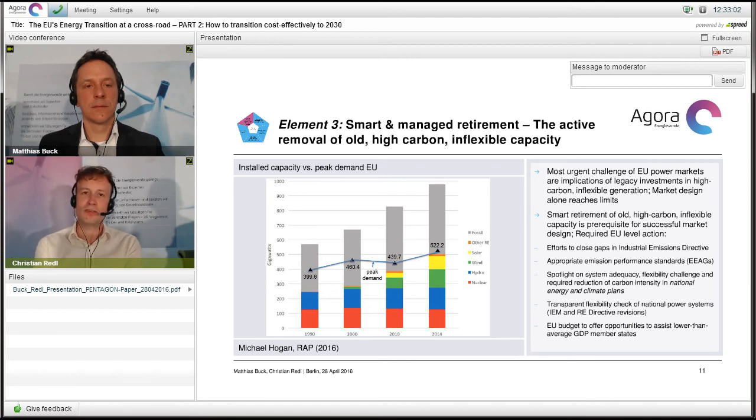Smart retirement of these old and inflexible high carbon capacities will be important, not only for the market design to be fully effective, but also for the climate targets.